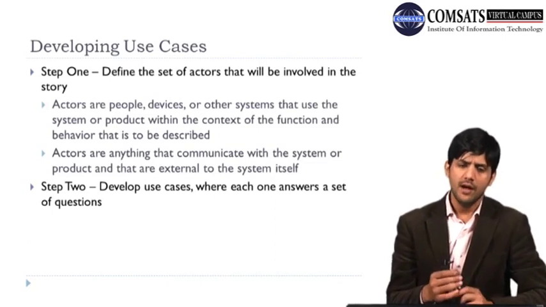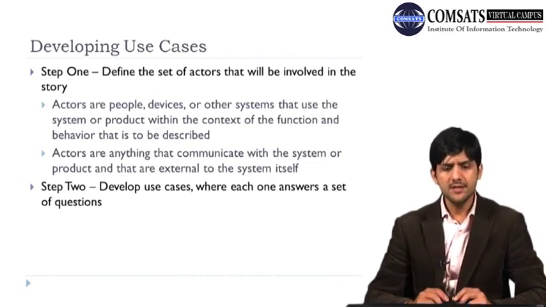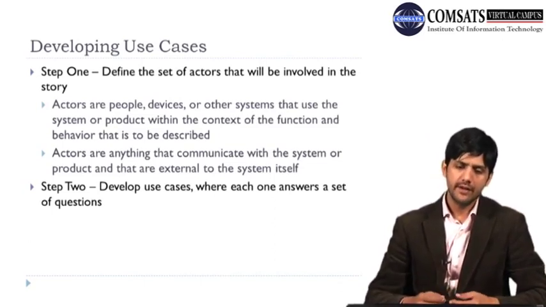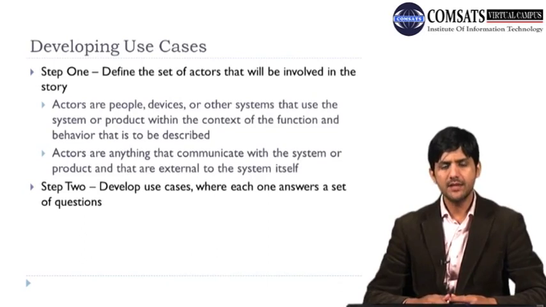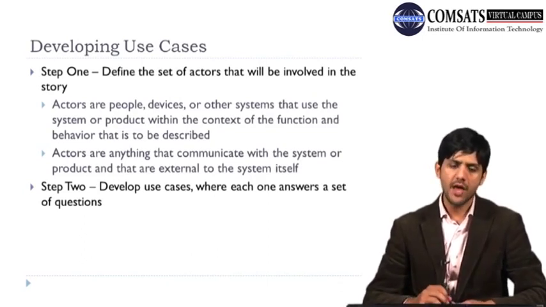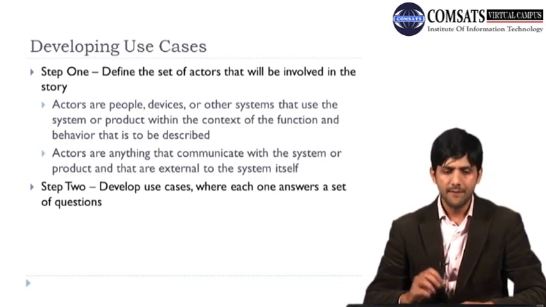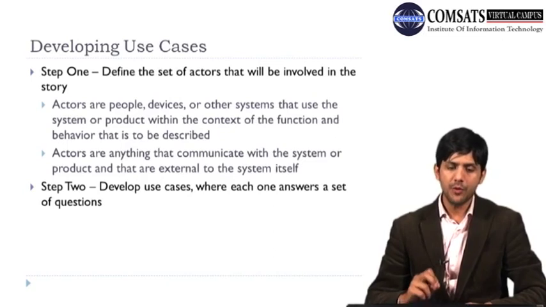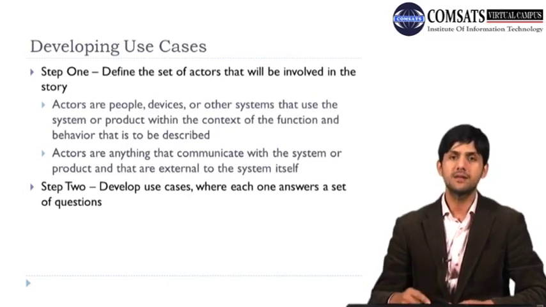So what is step one? Define the set of actors that will be involved in the story. Who are actors? Actors are people, devices, or other systems that use the system or the product within the context of the function and behavior that is to be described. Actors are anything that communicates with the system or product and is external to the system itself.